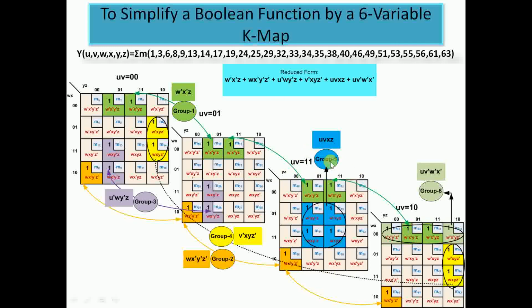Then we have group number 6. Here you can see these two min terms are being left out. So these two min terms can be combined with these two min terms to have a group of 4 min terms. So again we have group number 6, which is confined to this map only, UV is equal to 1, 0. So like this we can see that all the min terms are being grouped from group number 1 to group number 6 and no min term is being left out.